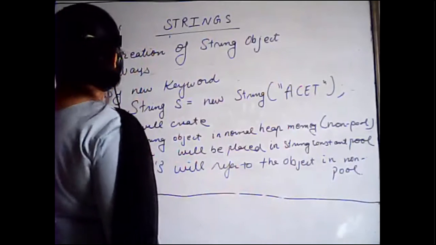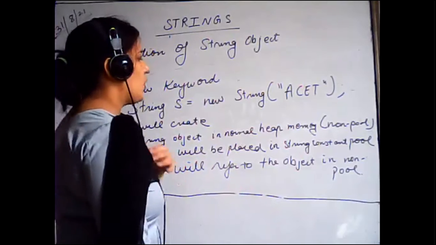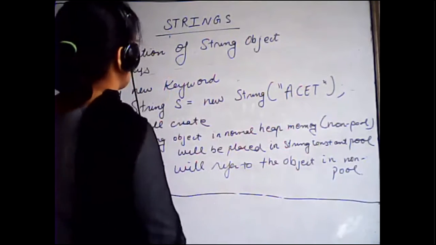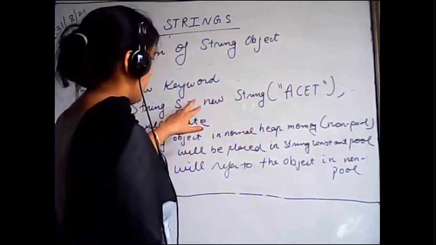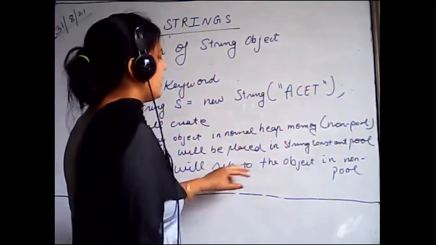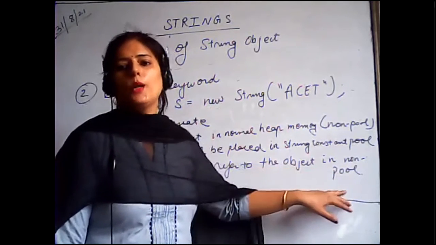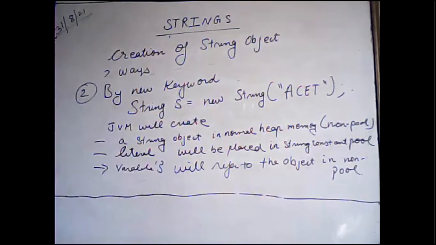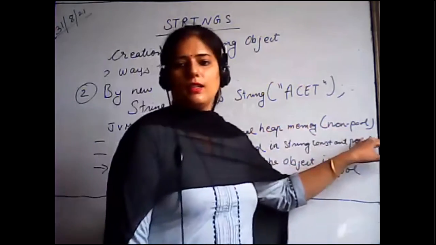In the previous method, the variable was referring to the object in the pool area. But when we are using the new keyword, we are referring to the object in the non-pool area, that is, the object in the heap area.